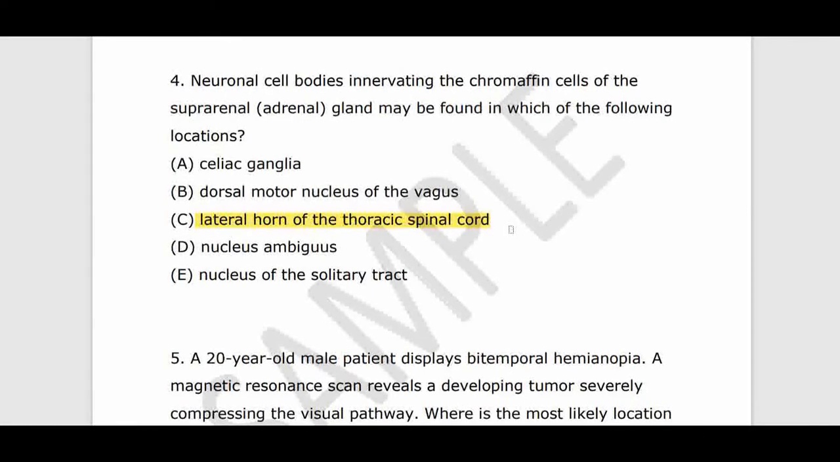Okay, so you are looking at that will be option C now, lateral horn of the thoracic spinal cord. Ciliary ganglia will not be it. Dorsal motor nucleus of vagus will not be it. Nucleus ambiguus, no. So that is our answer, and that's pretty straightforward because they are asking you basically where do preganglionic sympathetic fibers originate from.